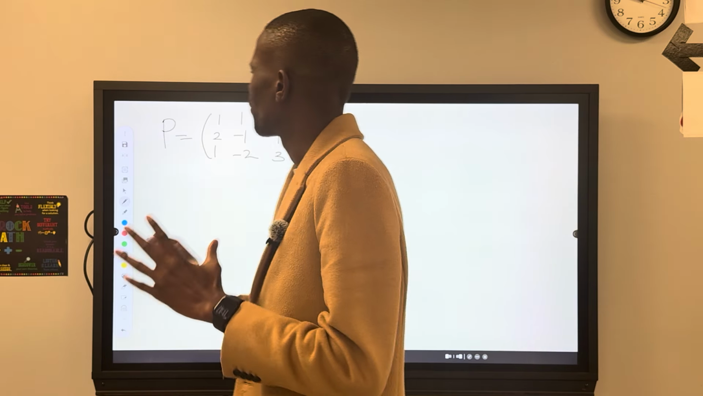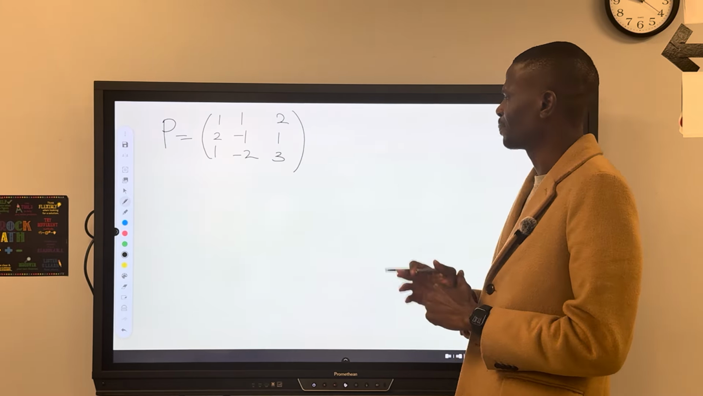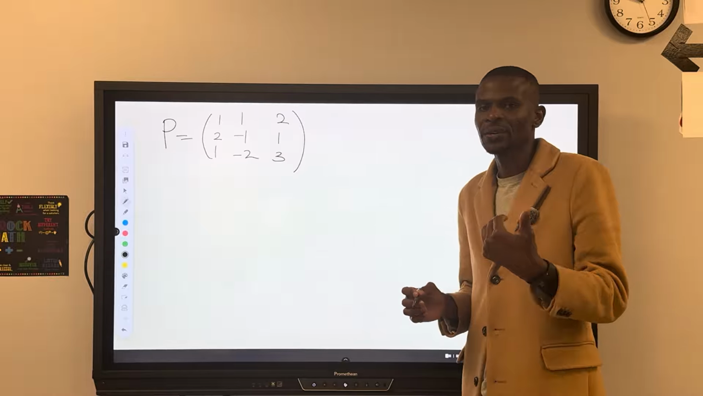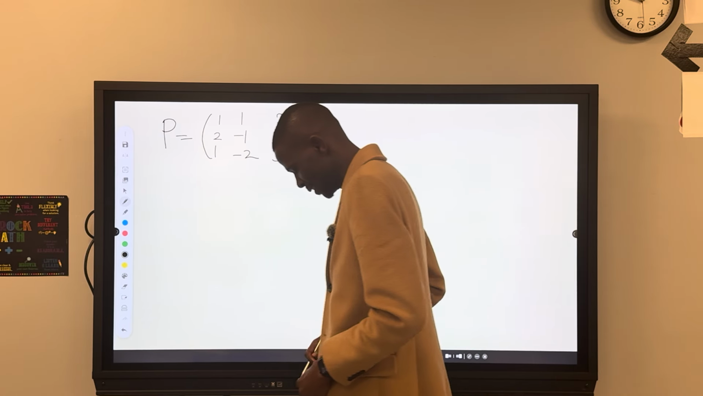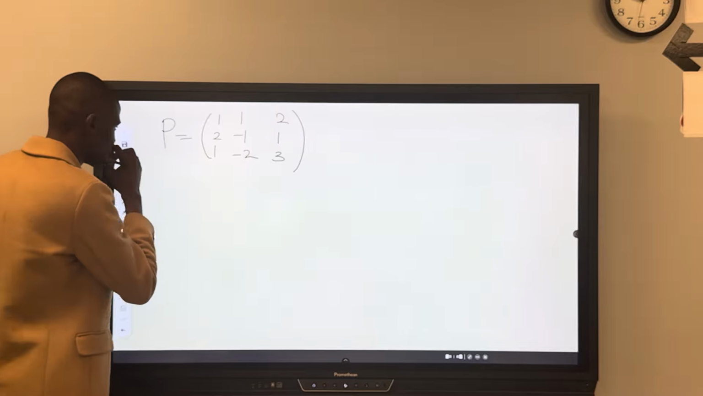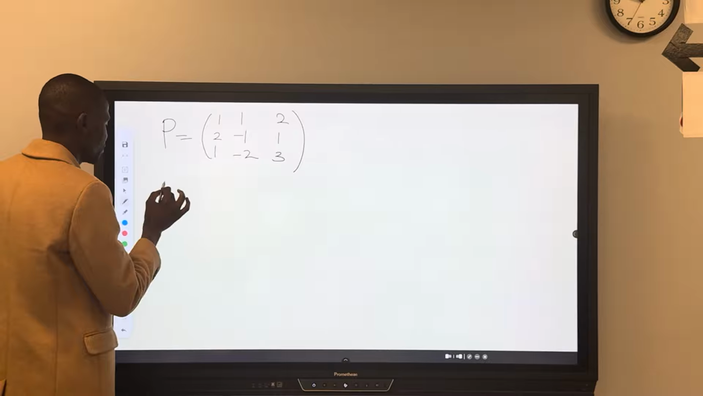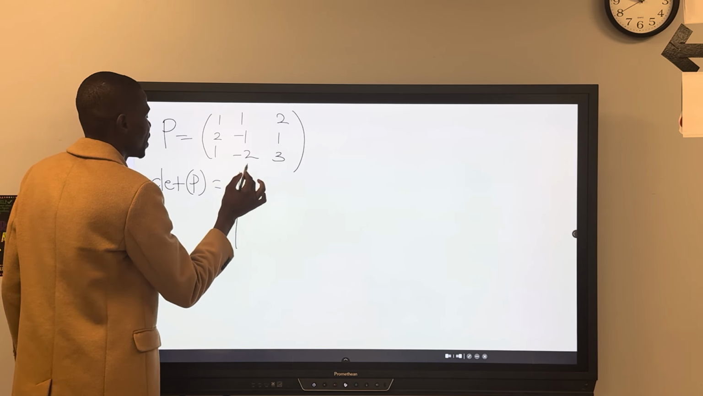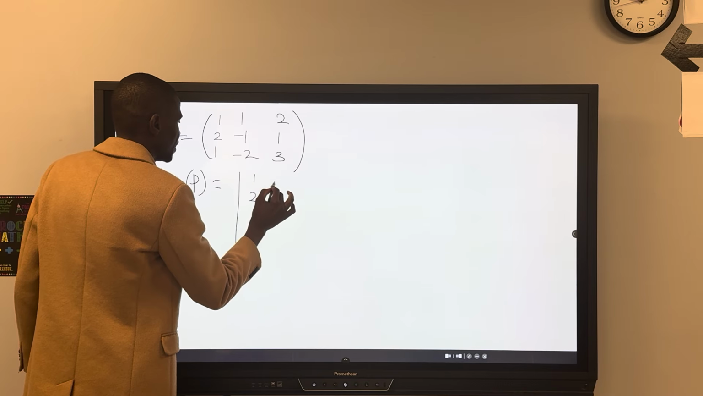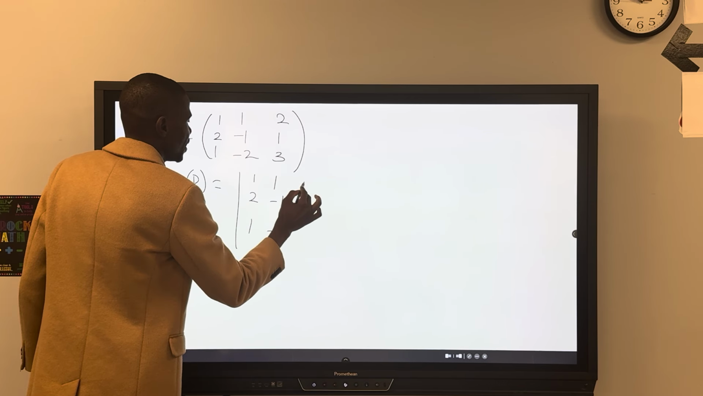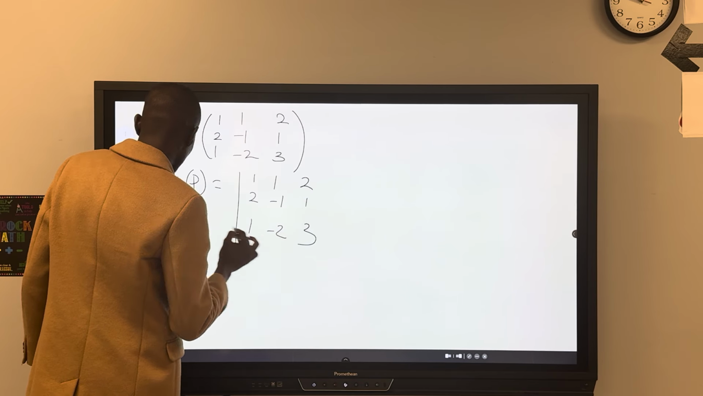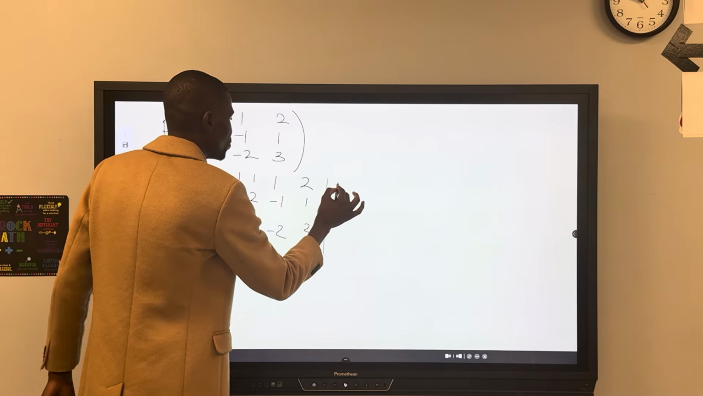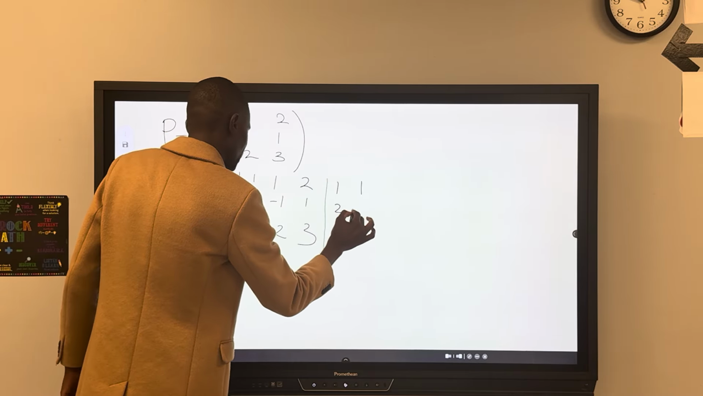We are given the matrix P equal to [1, 1, 2; 2, -1, 1; 1, -2, 3]. Like I said, let's do the determinant first. For our determinant of P, it's just 1, 2, 1, 1, -1, -2, 2, 1, and 3. What we are going to do here is add the entries of the first two columns again on the right.